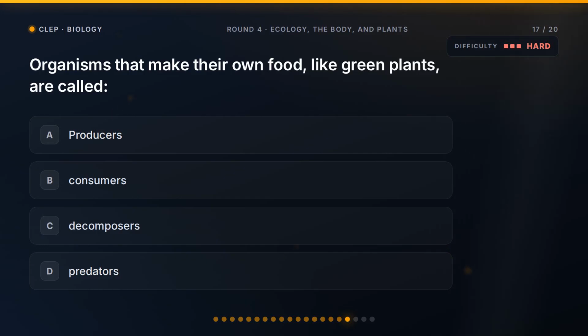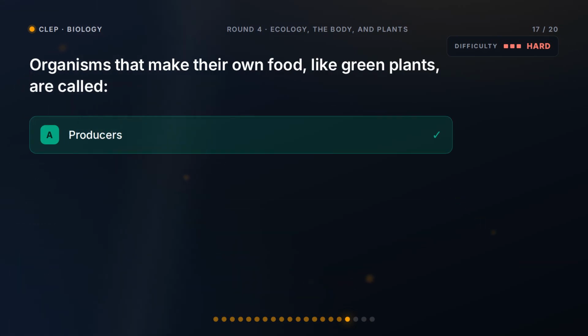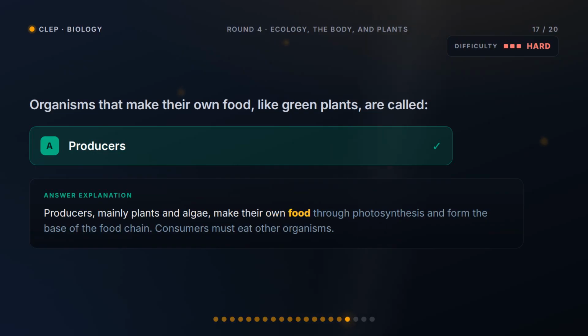Question 17. Organisms that make their own food, like green plants, are called A. Producers. B. Consumers. C. Decomposers. D. Predators. The answer is A. Producers. Producers, mainly plants and algae, make their own food through photosynthesis and form the base of the food chain. Consumers must eat other organisms.